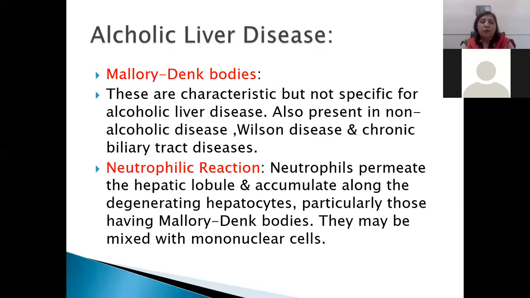Another differentiating point is neutrophilic infiltrate as compared to plasmacytic infiltrate. Neutrophils permeate the hepatic lobule and accumulate along the degenerating hepatocytes, particularly those having Mallory-Denk bodies. They may be mixed with mononuclear cells. In viral hepatitis, because of hepatitis B, C and A, I told you there will be a lymphoplasmacytic infiltrate, but in alcoholic hepatitis the infiltrate will also contain neutrophils, especially around the Mallory-Denk bodies, and scattered mononuclear cells can be seen as well. I hope the microscopic appearance is clear in the case of alcoholic hepatitis.